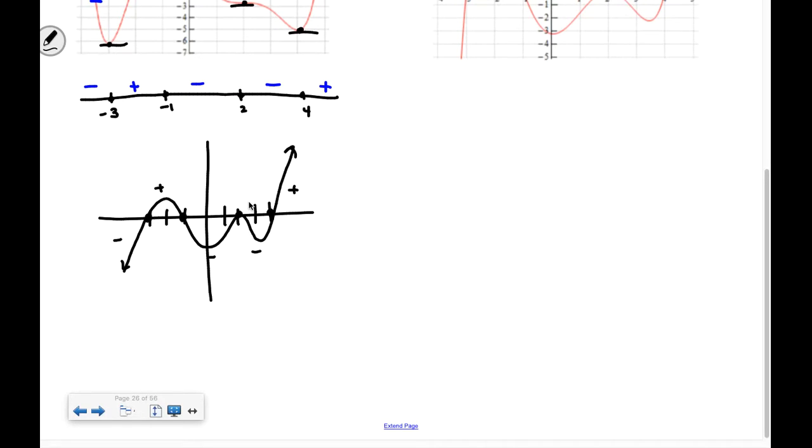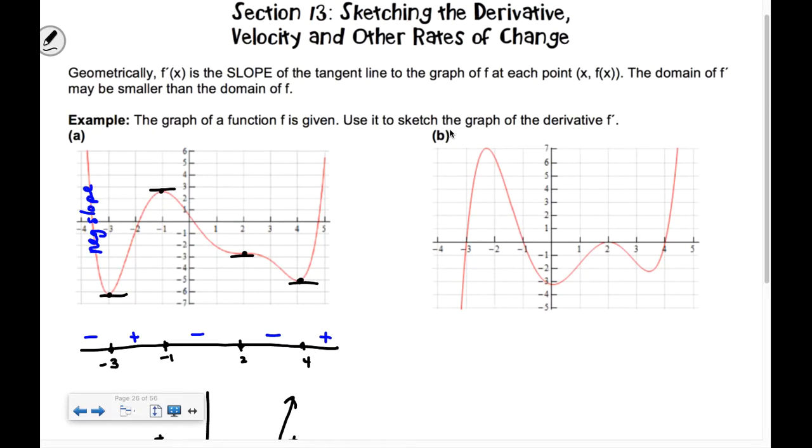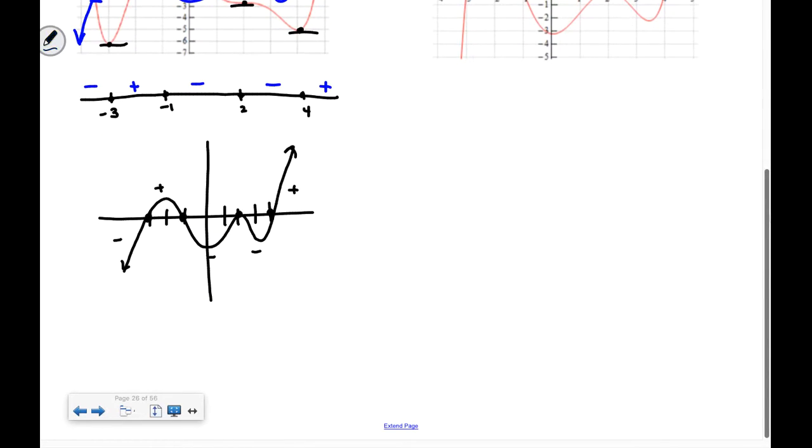Okay, so if you graphed it right on top of this graph, you first draw in your zeros, and then you're like, okay, I have a negative slope, so my numbers are going to be negative below the axis. Then I have positive, negative, negative again, and then positive. Okay, so that would be a rough sketch of the slope. Okay, did you guys get that?